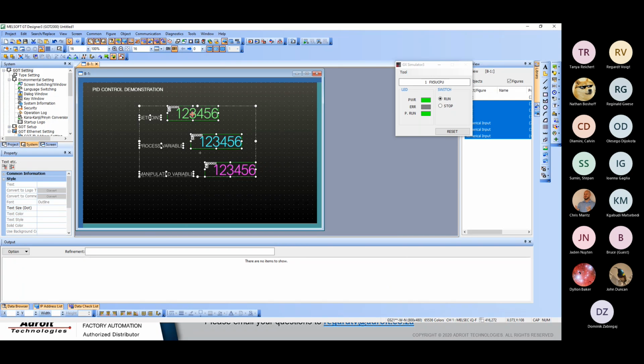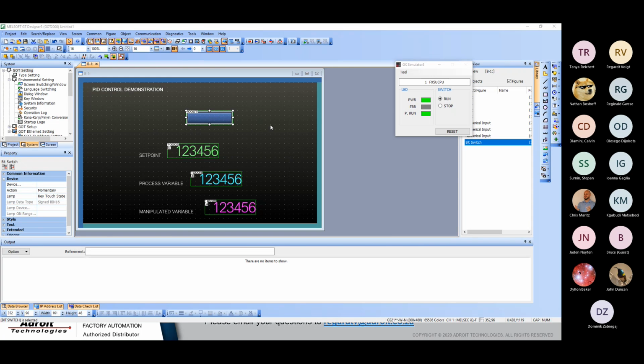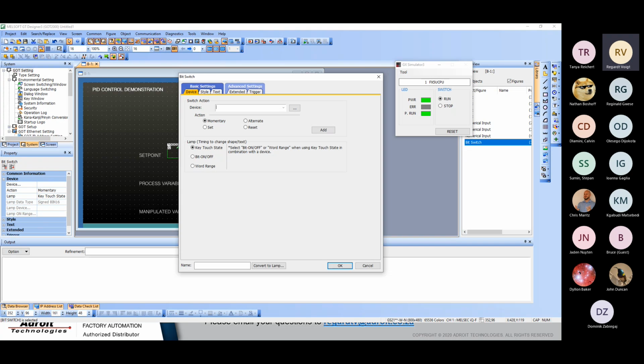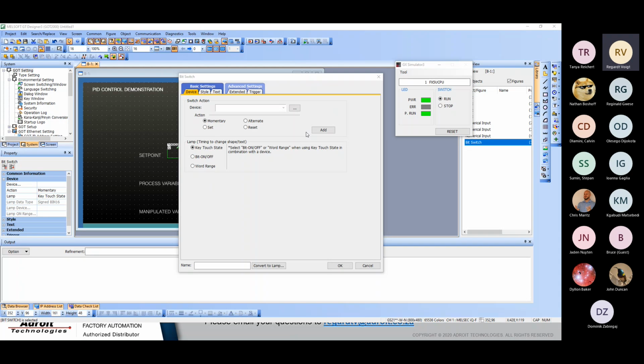Okay. What else do we need? Okay, so we need to stop and start the PID controller. Because how are we going to stop and start the PID controller? So we need a button. So just use a button here. Stop and start. What was that address there? PLC PID start. It's M100.